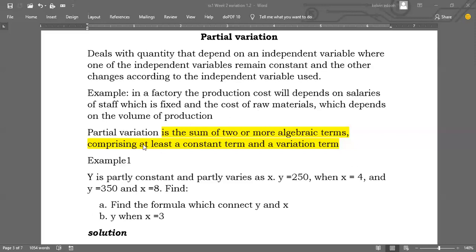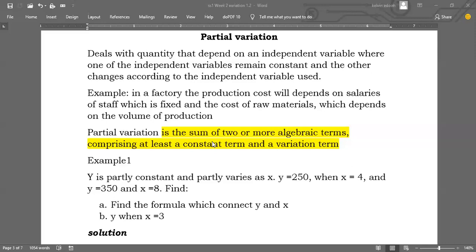Clear? Good. Now, there's a very important, key statement when it comes to partial variation. In partial variation, it is the sum of two or more algebraic terms comprising at least a constant term and a variation term. That means that in partial variation, you're going to have two or more algebraic expressions, but at a level you'll be having two algebraic expressions, or two statements, whereby what you're going to do is just add the first statement and the second statement, then solve.